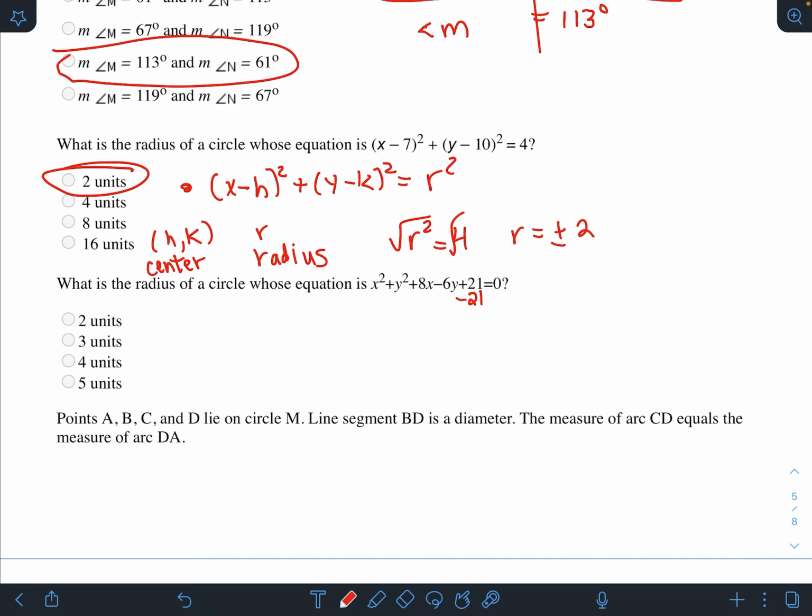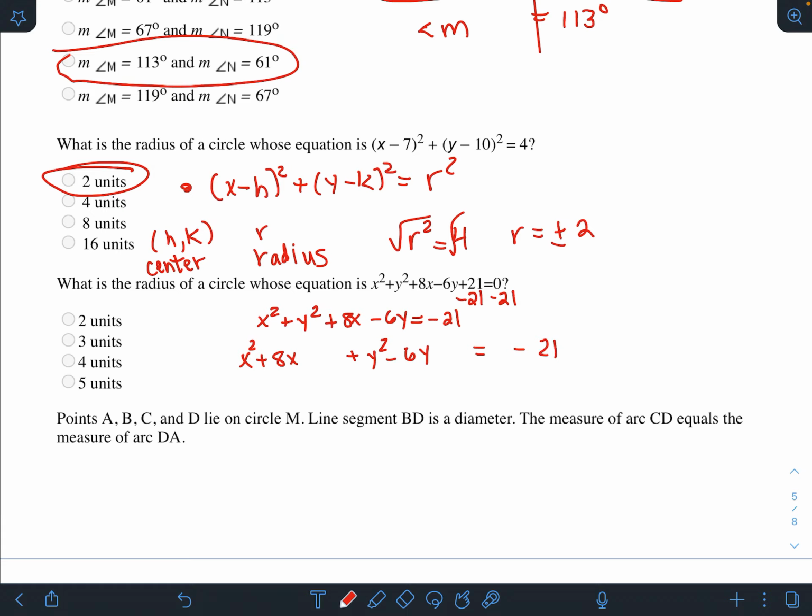So first thing I'll do is subtract 21, and I get x squared plus y squared plus 8x minus 6y is equal to negative 21. Okay, now we're going to group together our x terms, x squared plus 8x, and I'm going to leave some space here, and we'll group together our y terms, y squared minus 6y equals negative 21.